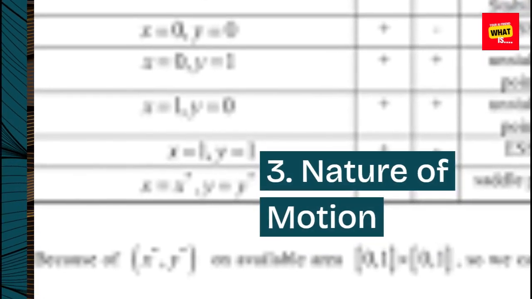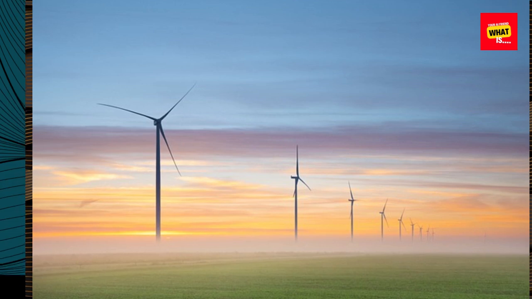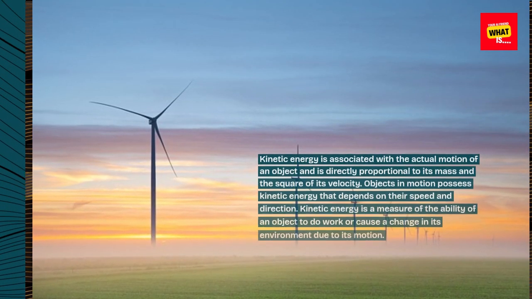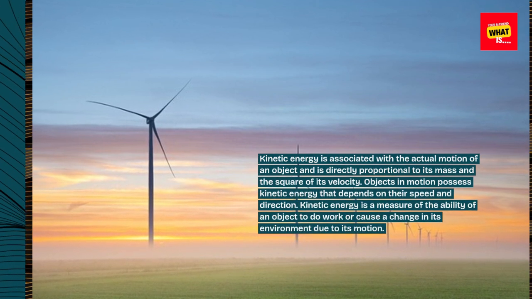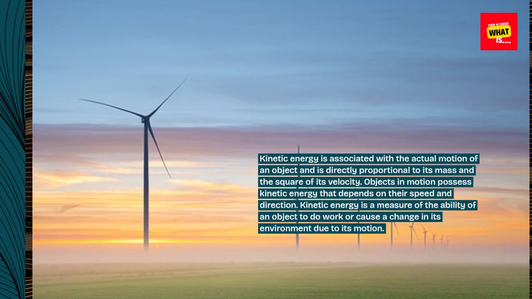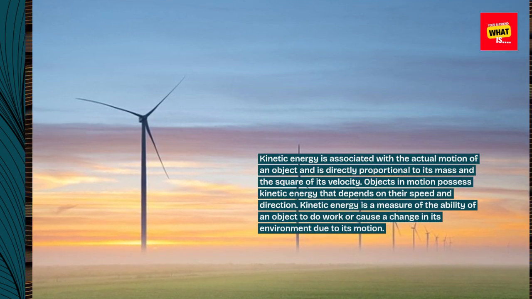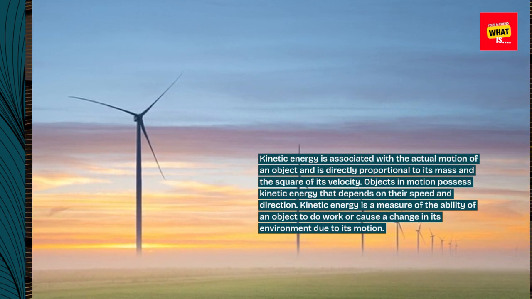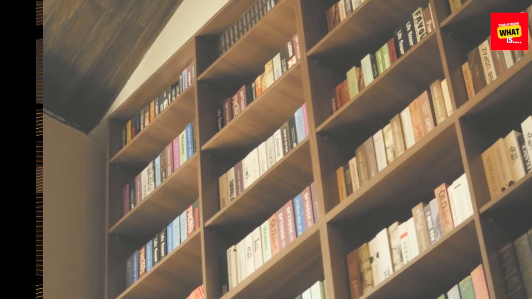3. Nature of motion. Kinetic energy is associated with the actual motion of an object and is directly proportional to its mass and the square of its velocity. Objects in motion possess kinetic energy that depends on their speed and direction. Kinetic energy is a measure of the ability of an object to do work or cause a change in its environment due to its motion.